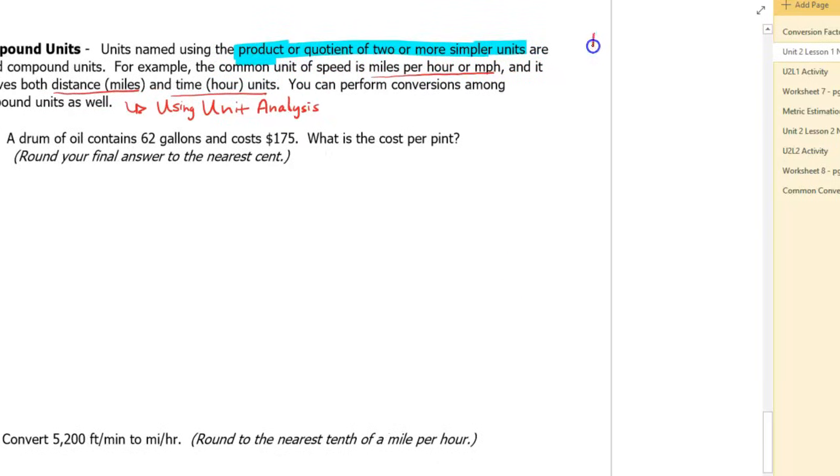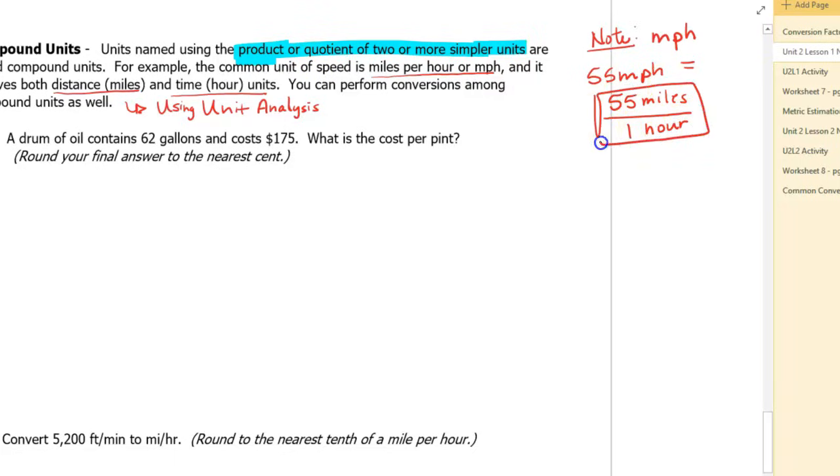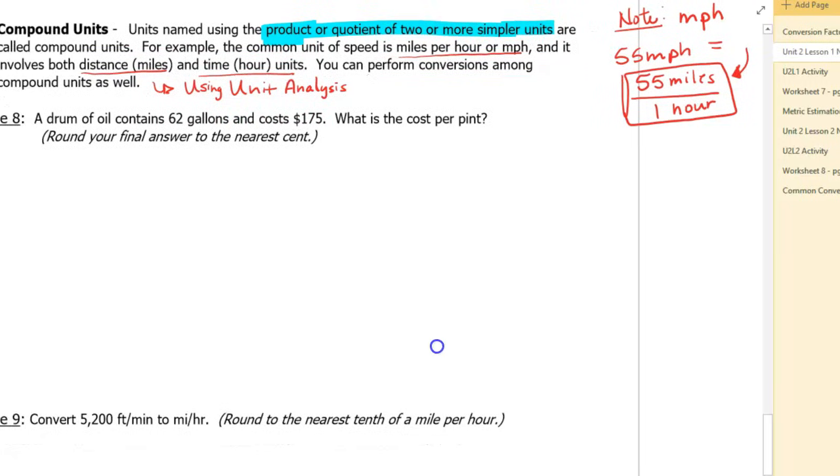Now, one thing to note, when we talk about miles per hour, we usually just write mph. But if you are going 55 miles per hour, what that means is you are traveling 55 miles for every 1 hour. So you can write that compound unit or that rate as a fraction. So keep that in mind as we're working through these two examples.